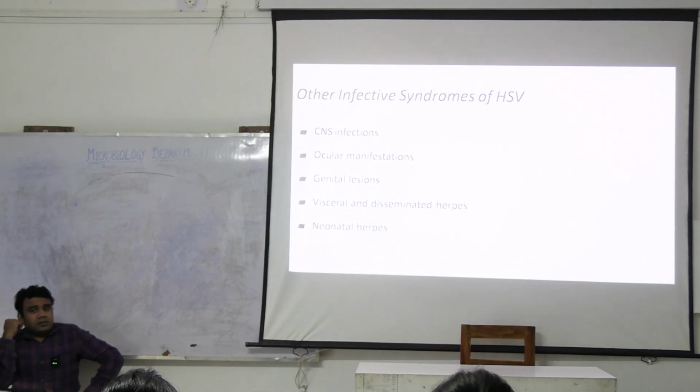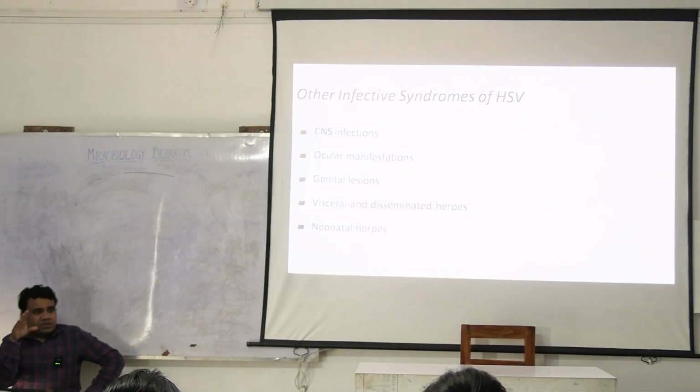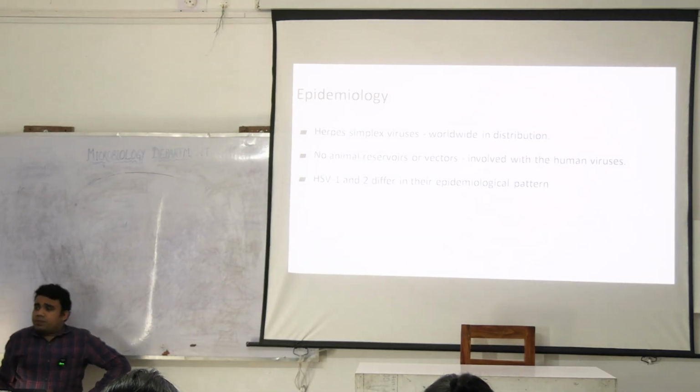And finally, suppose a pregnant mother is actively infected with herpes virus, and during the active infection she gives birth to the child. Now, this child does not have any antibody because the mother was not infected previously, and this child will now have a full blown herpetic infection. That is called neonatal herpes. Understood? So, these are the various manifestations of herpes virus.